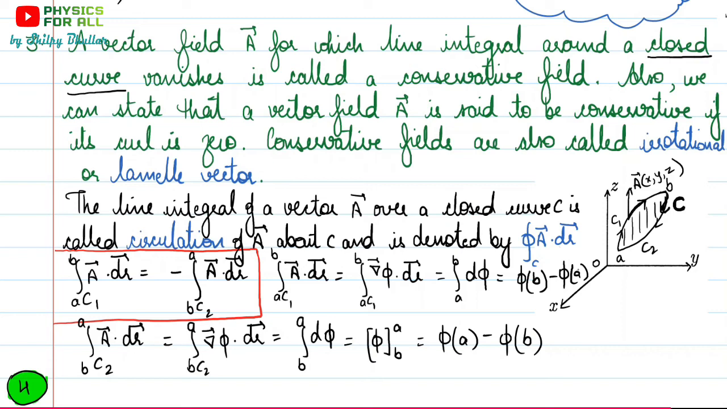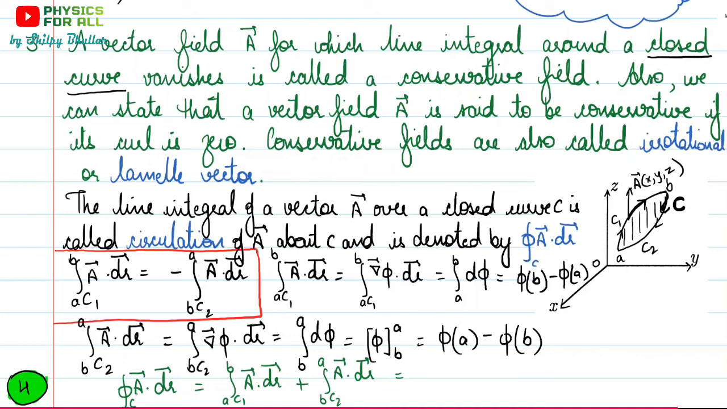And now we want to find what will be the line integral along the closed curve C. In order to find that, what we need to do is simply add the line integrals of both the curves. So this is the thing. Here you can see that I have represented this closed curve.